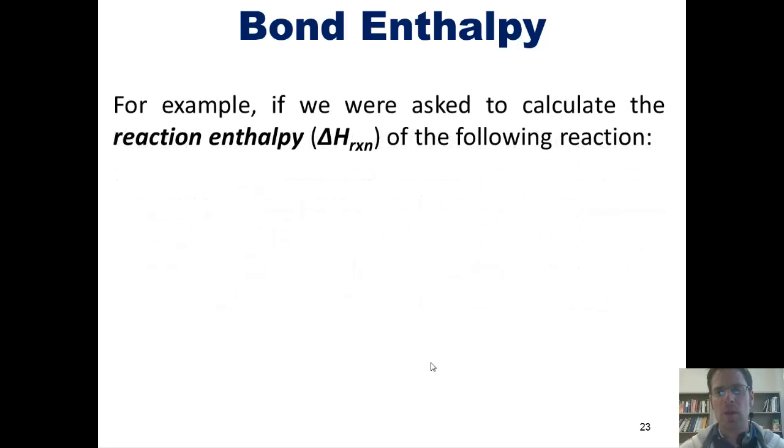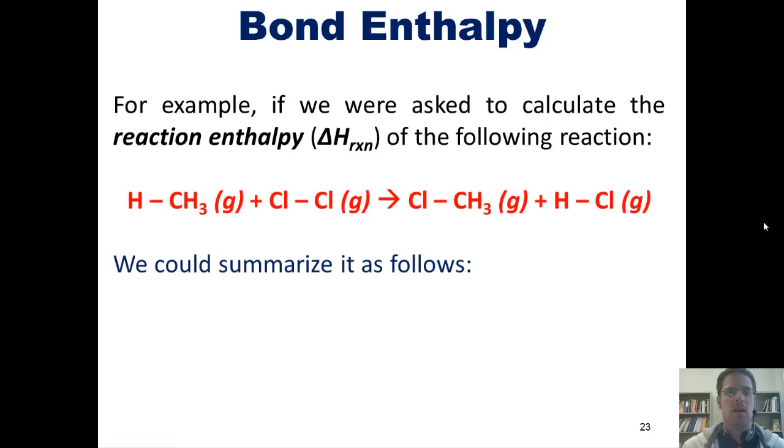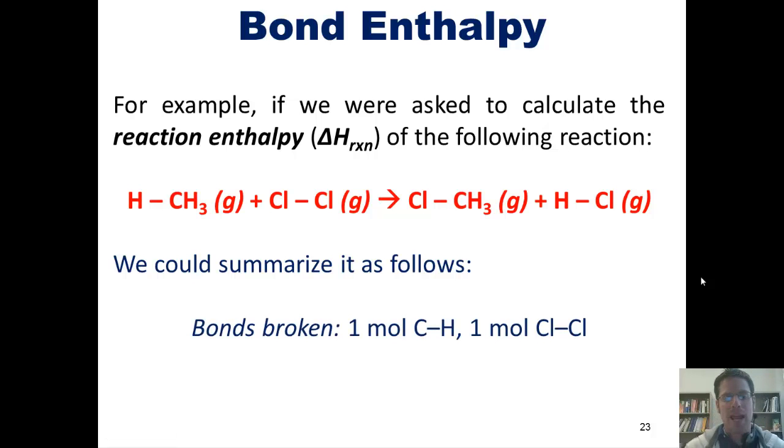For example, if we were asked to calculate the reaction enthalpy, which is often abbreviated as delta H sub Rxn for reaction, of the transformation shown here, we could summarize it as follows. In this transformation going from left to right, you'll notice that this hydrogen bonded to this carbon is ultimately being replaced with a chlorine bonded to the carbon, and this chlorine bonded to this chlorine is being replaced by a hydrogen bonded to a chlorine. We can thus say that going from left to right in this reaction, we break 1 mole of carbon-hydrogen single bonds and 1 mole of chlorine-chlorine bonds.